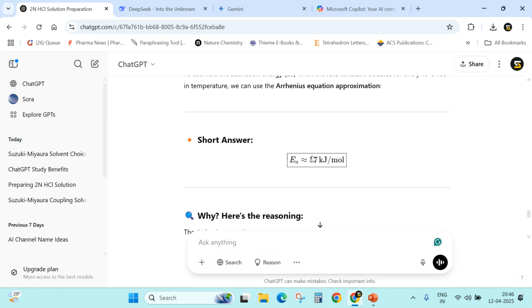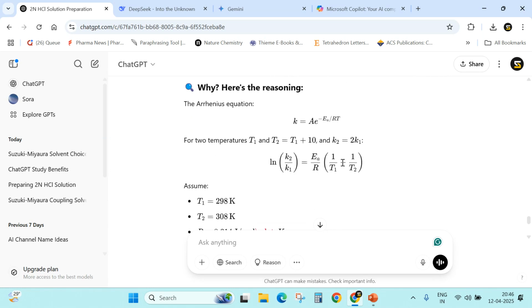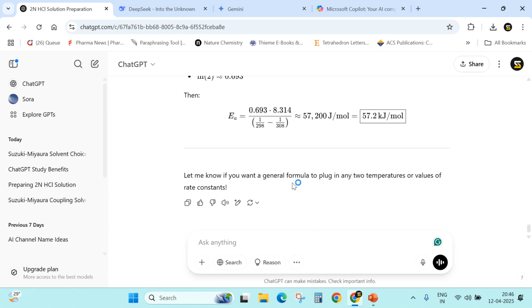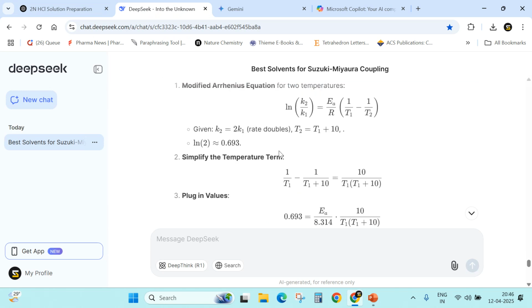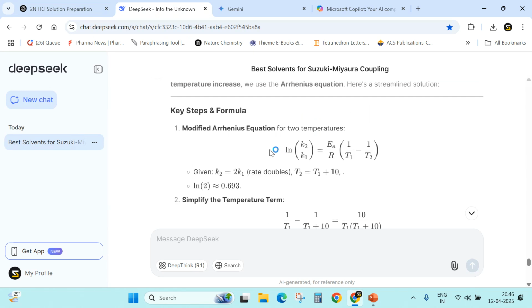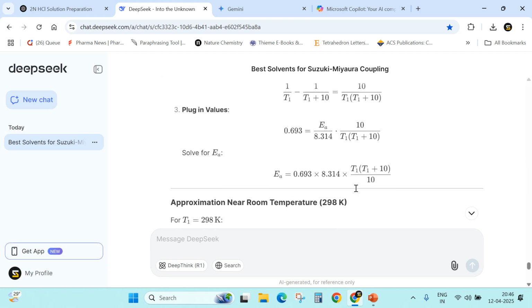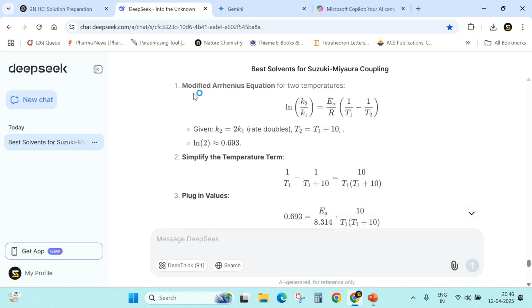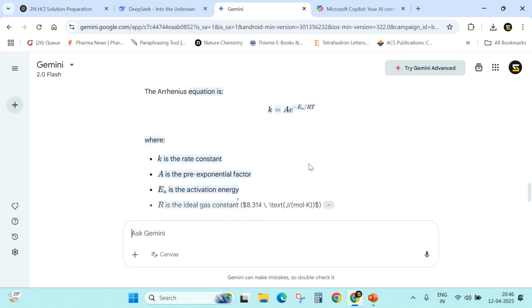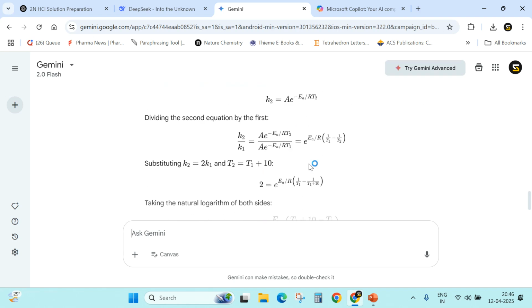Here they directly give the short answer, 57 kilojoules, and they explain using the Arrhenius equation how they solved this problem and got this answer. Let's see the DeepSeek answer. In DeepSeek, the modified Arrhenius equation is given and then the calculation, but they did not mention how they modified this Arrhenius equation. Let's see the Gemini result.